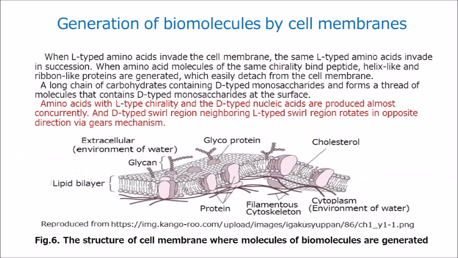When L-type amino acids invade the cell membrane, the same L-type amino acids invade in succession. When amino acid molecules of the same chirality bind by peptide bonds, helix-like and ribbon-like proteins are generated, which easily detach from the cell membrane. A long chain of carbohydrates containing D-type monosaccharides forms a thread of molecules that contains D-type monosaccharides at the surface. Amino acids with L-type chirality and D-type nucleic acids are produced almost concurrently. And the D-type swirl region neighboring the L-type swirl region rotates in the opposite direction via a gear mechanism.